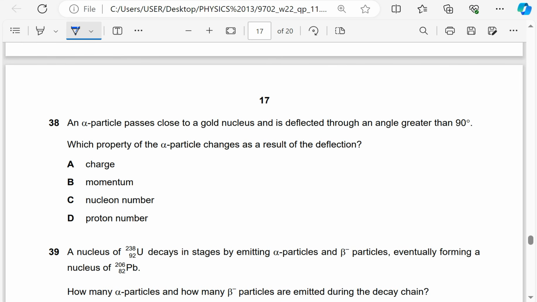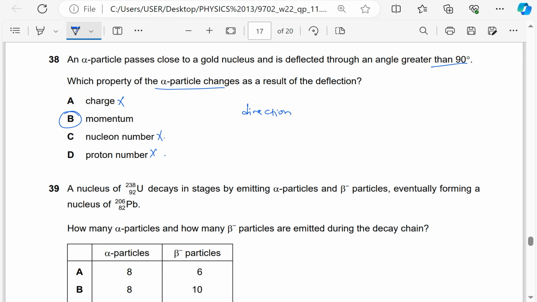An alpha particle passes close to a gold nucleus and is deflected through an angle greater than 90 degrees. Which property of the alpha particle changes as a result of the deflection? Of course, when the angle is changed, the velocity will now have components, which means the momentum will be changed. The charge remains positive 2e, nucleon number remains 4, proton number remains 2. So it's only the momentum which is changed, because momentum depends on the direction. It is a vector quantity.